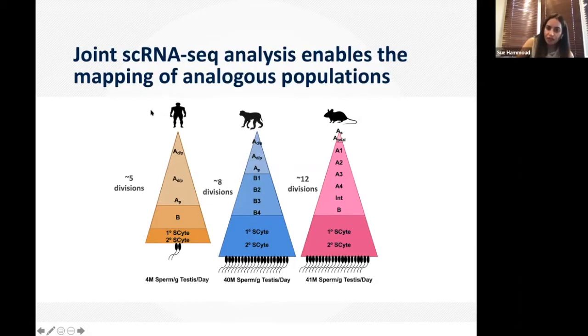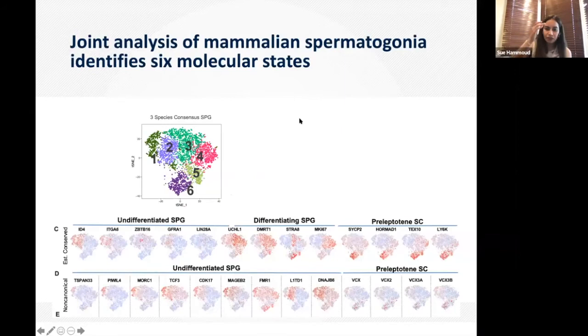And so to do this, we first focused our analysis on the spermatogonial stem cell population, which comprises both differentiated and undifferentiated spermatogonia across the three different species. And so what you're seeing here is a consensus clustering of the spermatogonia from the three different species. We identified 6 different molecular clusters of spermatogonial populations, and using known markers previously identified in the field, we could annotate these 6 different molecular subtypes of spermatogonia.